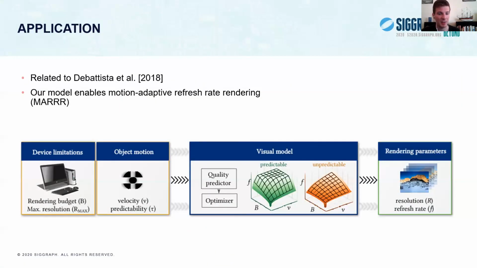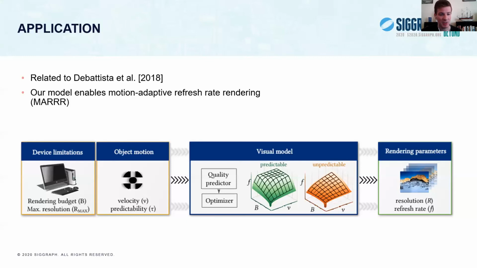De Battista et al. demonstrated that resolution can be traded off for refresh rate in video games when there's a fixed budget. Now, with our visual model, we can trade off for the maximal perceived quality to be applied in real time, thus enabling motion adaptive refresh rate and resolution rendering, or MARRR for short.